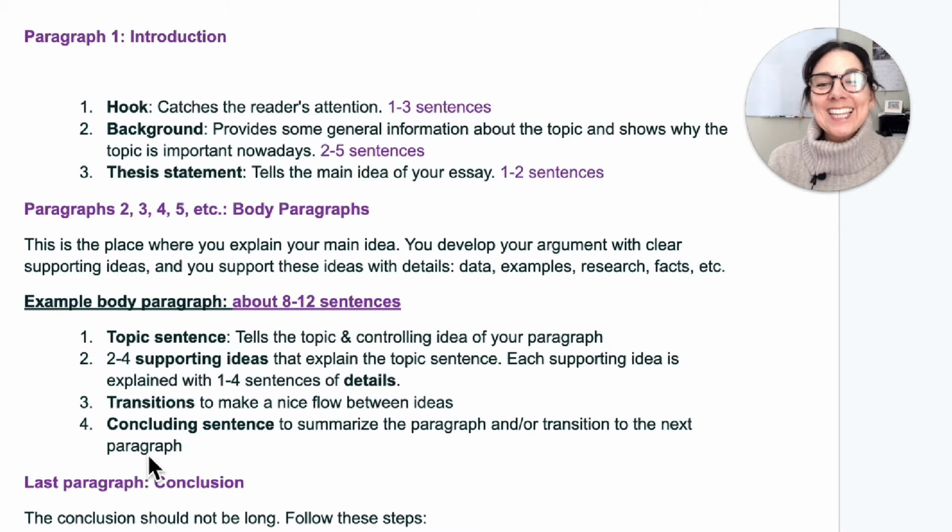And finally, the concluding sentence. The concluding sentence is the last sentence of your paragraph, and we use this to summarize the paragraph or to transition to the next paragraph.